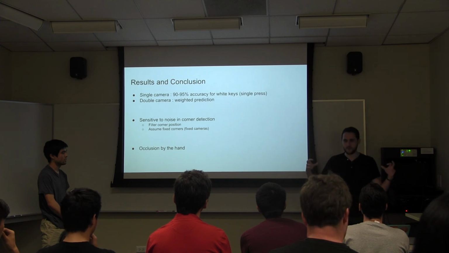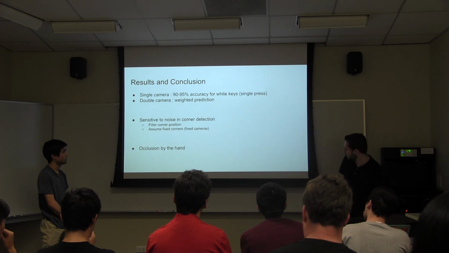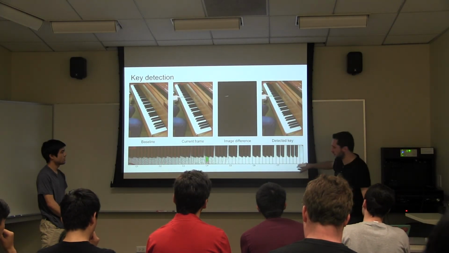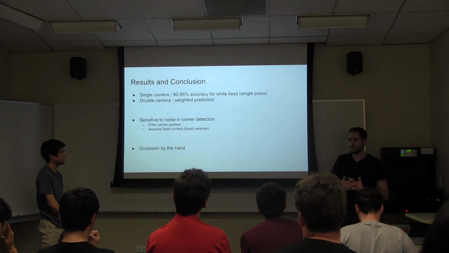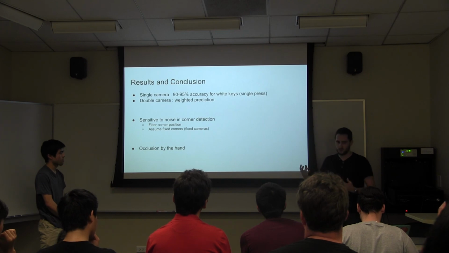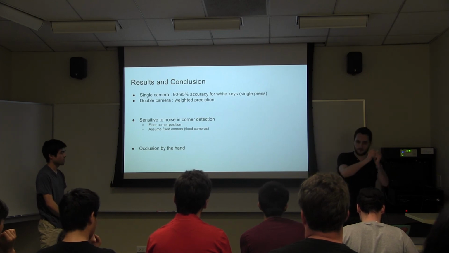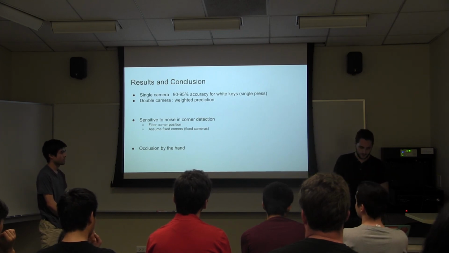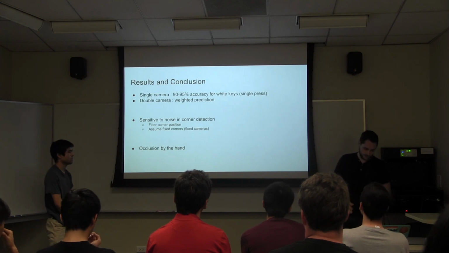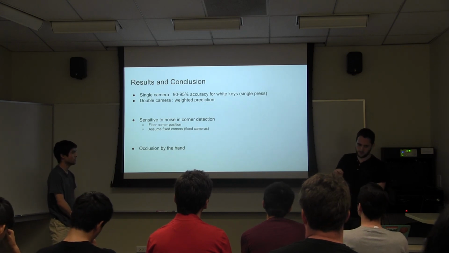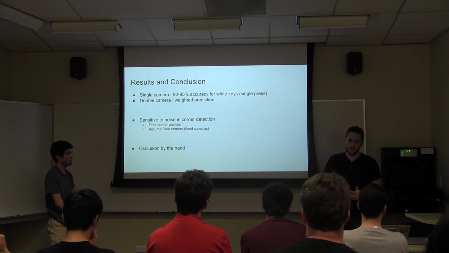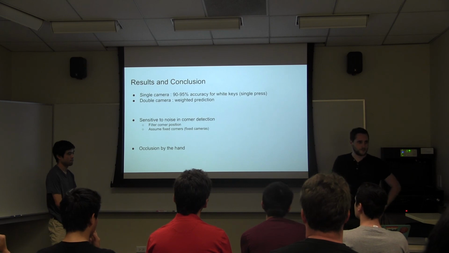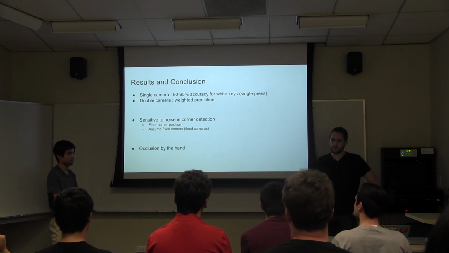Now if we have 2 cameras, then we can have a weighted prediction, because the prediction is more robust in the zone where the camera is. So on the right for the right camera and left for the left camera. This method is quite sensitive to noise in the corner detection, mainly at the corners that are farther away from the camera. So we can filter that to avoid that problem, but we still have a little bit of noise that comes here. And we also have a problem of occlusion by the hand, which is difficult to solve. That's it. Do you have any questions?